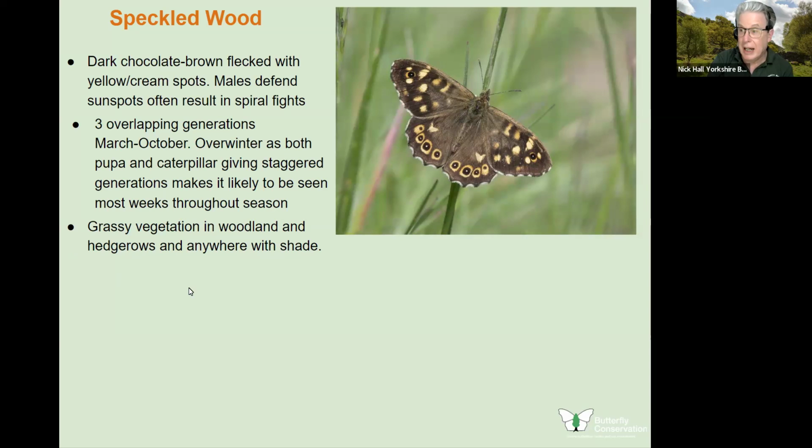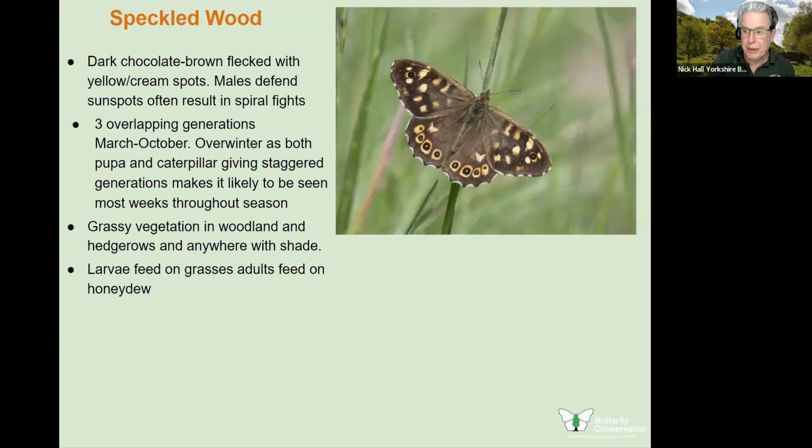breed on. And the numbers of speckled woods we're seeing these days compared with 20 years ago is much bigger. It's probably going to rival meadow brown before long as our most abundant species.